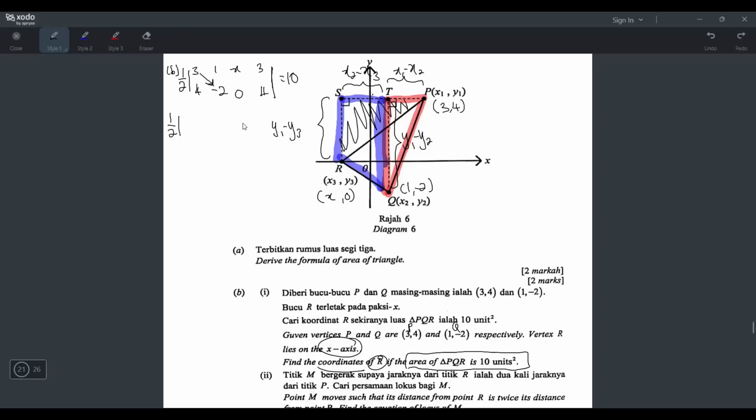So it has to be 3 times -2, which is -6, plus 1 times 0, which is 0. Okay, 0 don't need to write. Plus x times 4, 4x. And then minus. Why minus? Because I changed direction. 4 times 1, 4, minus negative 2 times x, negative 2x.